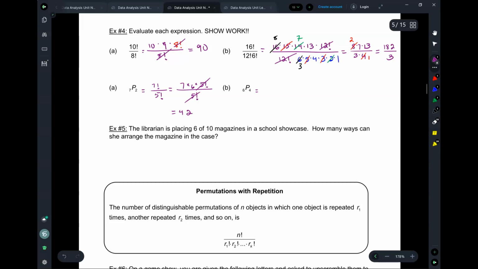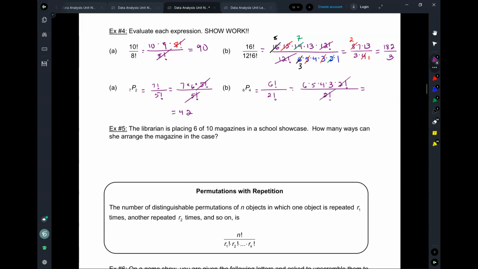Okay, what about this one? Remember, the higher number always goes on top. 6 factorial over how many factorial? 2 factorial. So 6, 5, 4, 3, 2 factorial. Wait, why isn't it 4 factorial? Because it's 6 minus 4. The formula is n minus r. 6 minus 4.